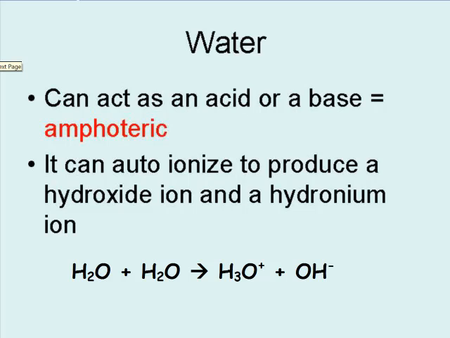Water can act as an acid or a base. That means it's amphoteric. It can also auto-ionize to produce a hydroxide ion and a hydronium ion. Hydronium ion is H3O+. So if I have 2 water molecules, one can produce hydronium and it can also produce hydroxide by taking one of the hydrogens from the other.